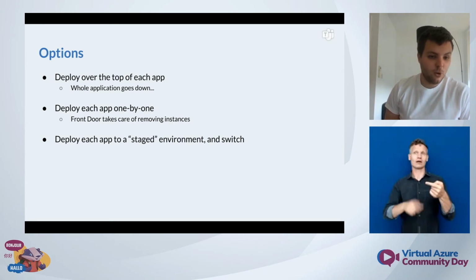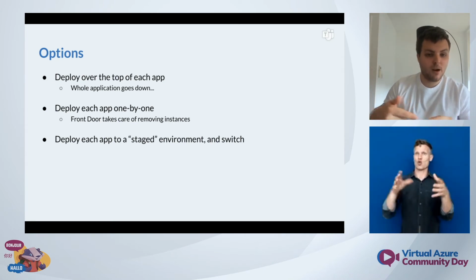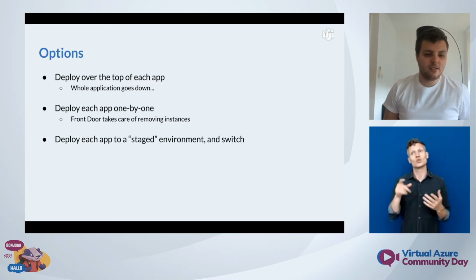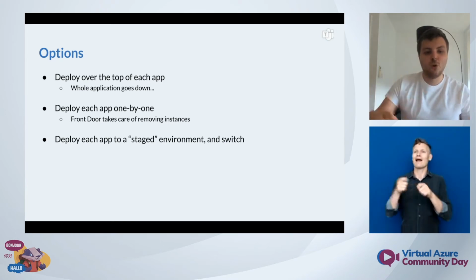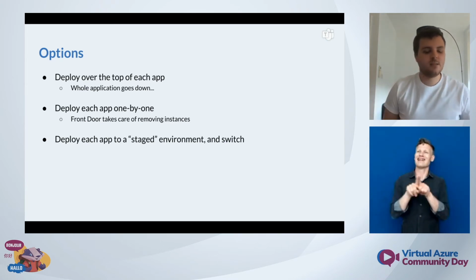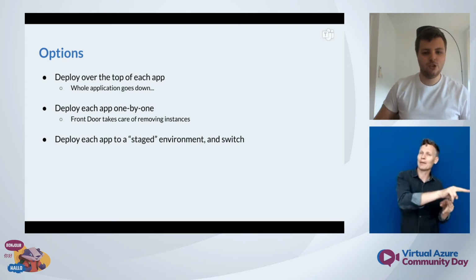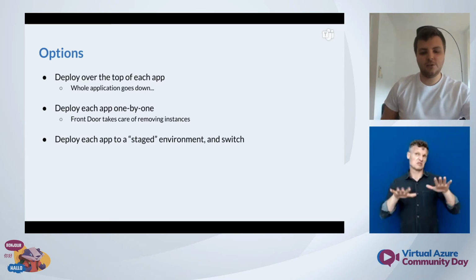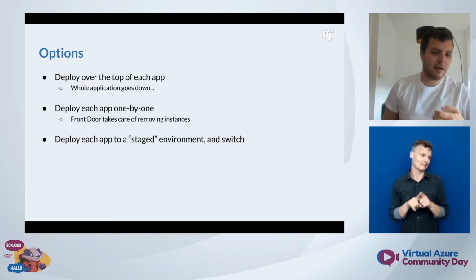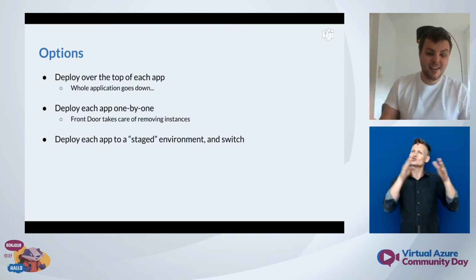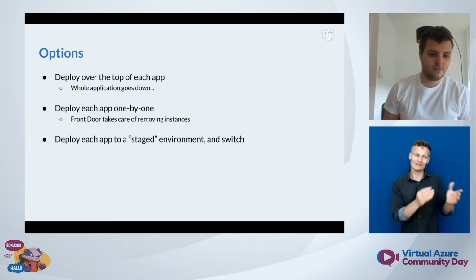Alternatively, you could deploy each app one by one. And that means that you've got a far more rolling effect across your application. This is more similar to the approach where you take one service out of the load balancer, you do the deploy, and you put it back in. Again, Azure Front Door takes care of doing that.